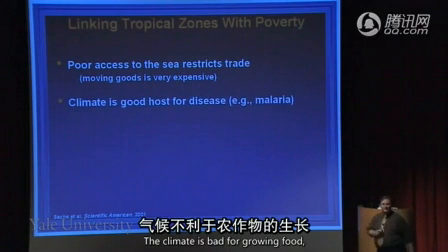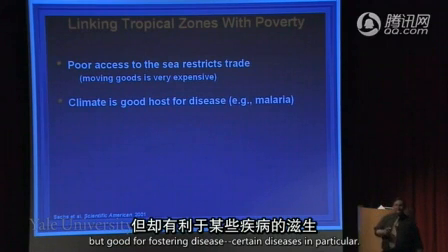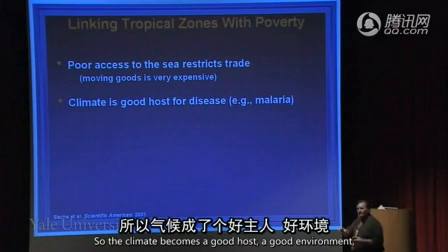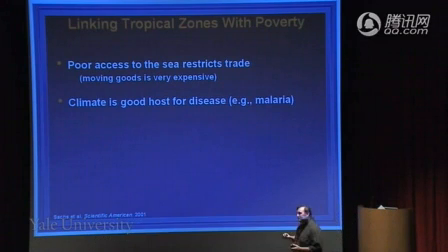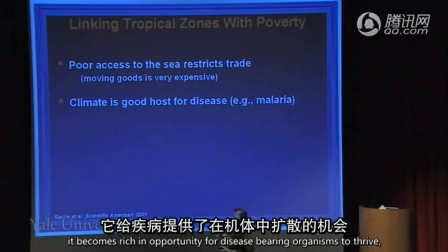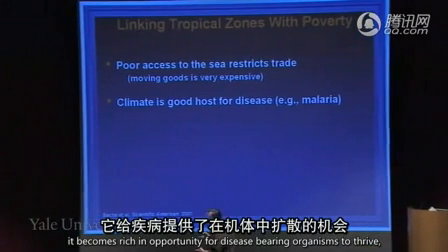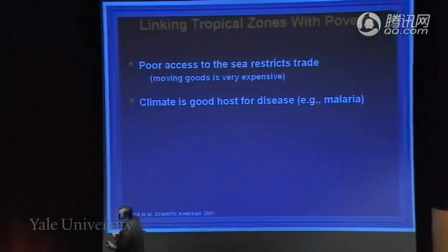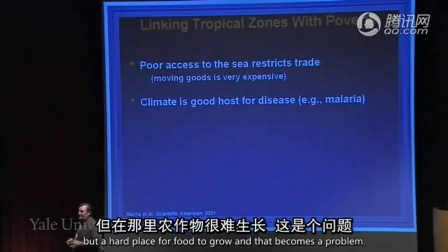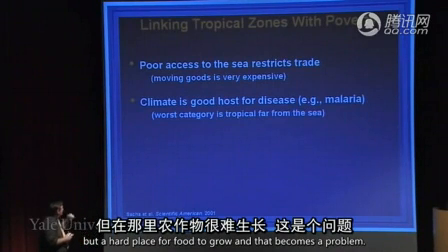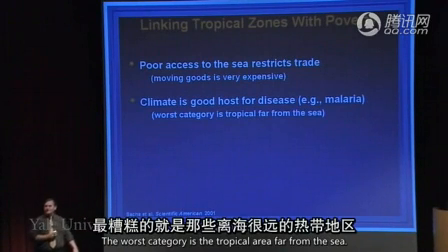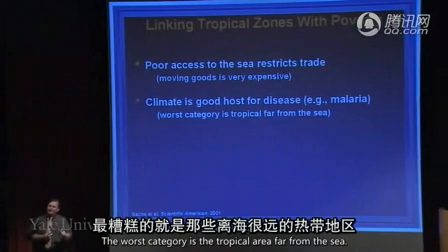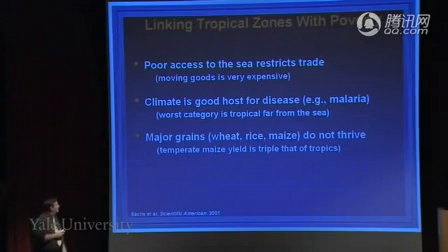The climate is bad for growing food, but good for fostering certain diseases in particular. So the climate becomes a good host, a good environment. It becomes rich in opportunity for disease-bearing organisms to thrive, but a hard place for food to grow, and that becomes a problem. And so the worst category is the tropical area far from the sea.